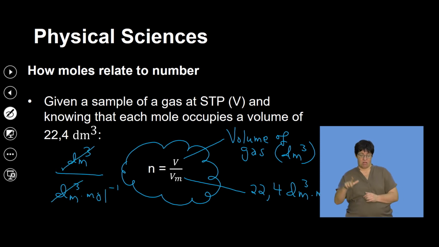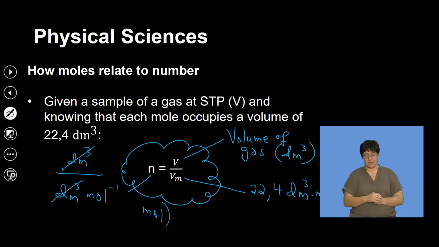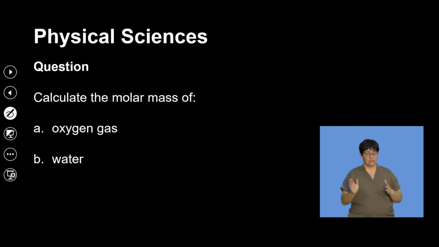These will cancel each other. We're left with over per mole, which will give us the mole. This is actually in moles. So that's the main idea. All right, having said that, let's look at practical examples.